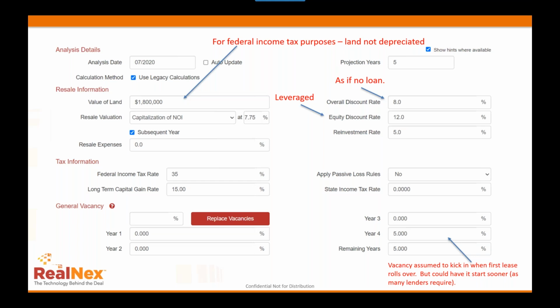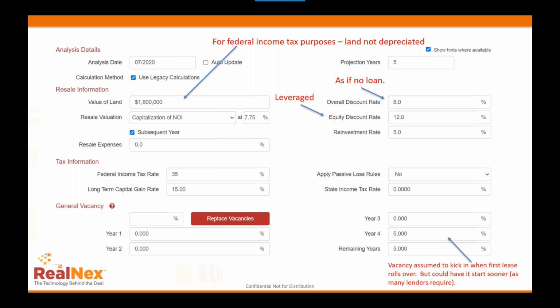We also have our discount rate information. So we're allowing you to put in a discount rate that would apply if there's no loan on the property, and it'll use that in certain cases, even if you have a loan, to calculate a rate of return, or I should say a value, as if you don't have any financing. And then we have a leverage discount rate, which should be higher because if you use leverage, you have more risk. So your equity discount rate should be higher than your overall discount rate to reflect the additional risk associated with the equity position in the property.